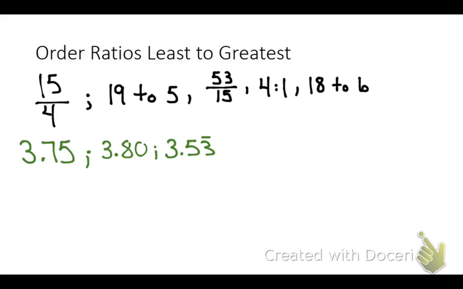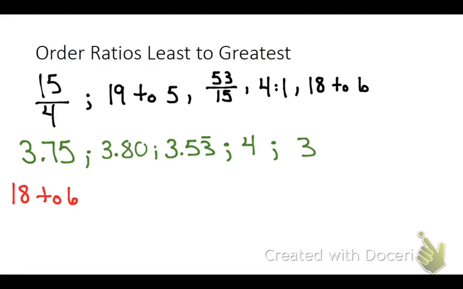3.53 repeating. Okay, we all made these conversions, right? We're not just waiting for the answers. Okay, so 4 to 1 is just 4. 18 to 6 is just 3. So now that we have all of our conversions, we can clearly see that what ratio is the smallest? 18 to 6. And when we write it in our final answer, it must be in the original format.